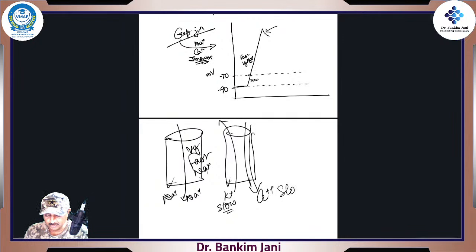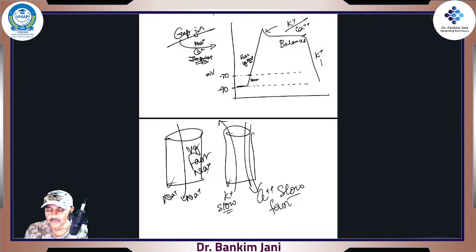But the thing is, at plateau, everything is balanced. So potassium and calcium, they are balanced. Potassium channel closes, and then the calcium channel closes at this point, and the potassium leads to drop of this graph. Right, that is what is leading to repolarization. So this is how it will keep on moving from myocyte to myocyte, and things continue.